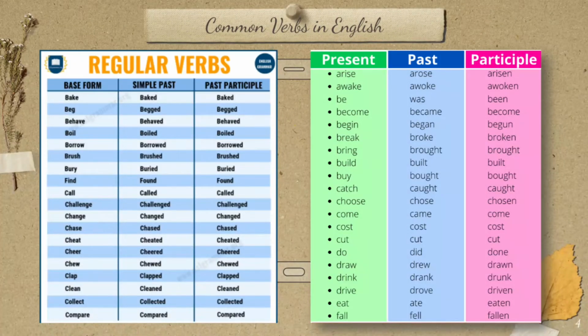So let's have another example. For the regular verbs, we have our base form, bake, simple past, baked, and the past participle is also baked. Then, beg, simple past, begged, and the past participle also begged. So same goes for the following word example. For the irregular verb, we have here arise for our present, arose for the past tense, and arisen for the past participle. Another is we have awake, awoke, awoken.